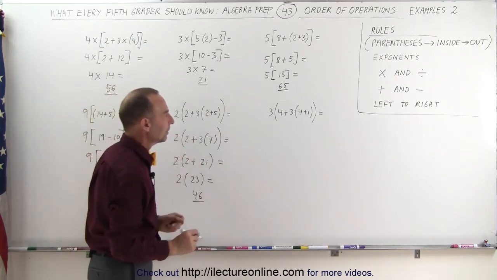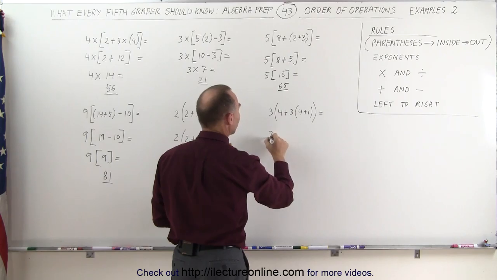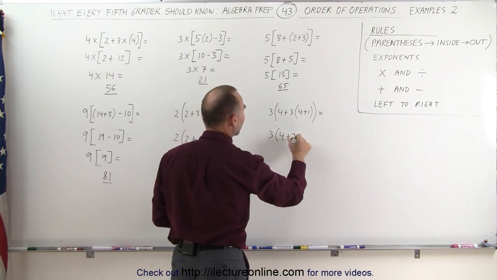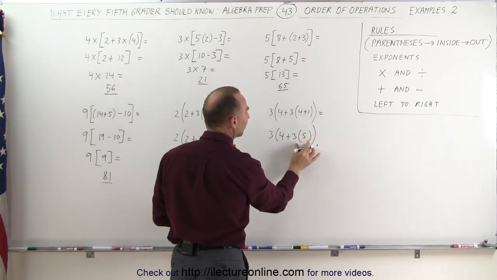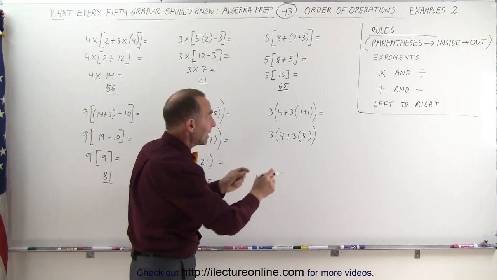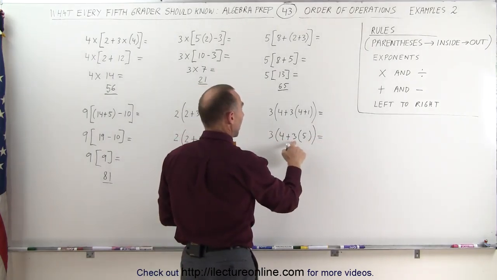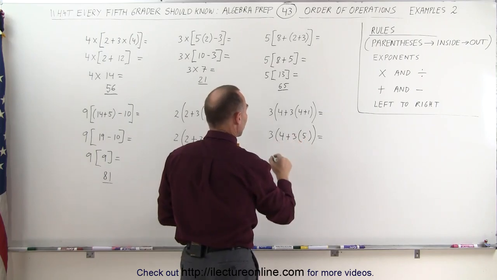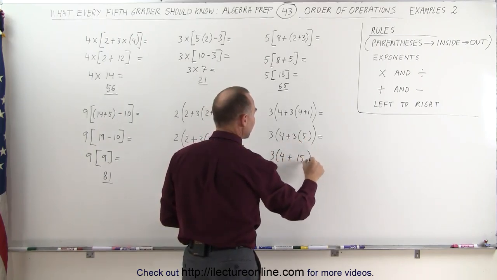And our last one here, again, we want to work out what's inside the inside parentheses first. 3 times 4 plus 3 times 4 plus 1 is 5. Notice how I kept the parentheses there because I'm multiplying this times 3, I'm not adding times 3. If I was adding, I could take the parentheses off. Now I want to do the multiplication to get rid of these parentheses. 3 times 4 plus 3 times 5 is 15.